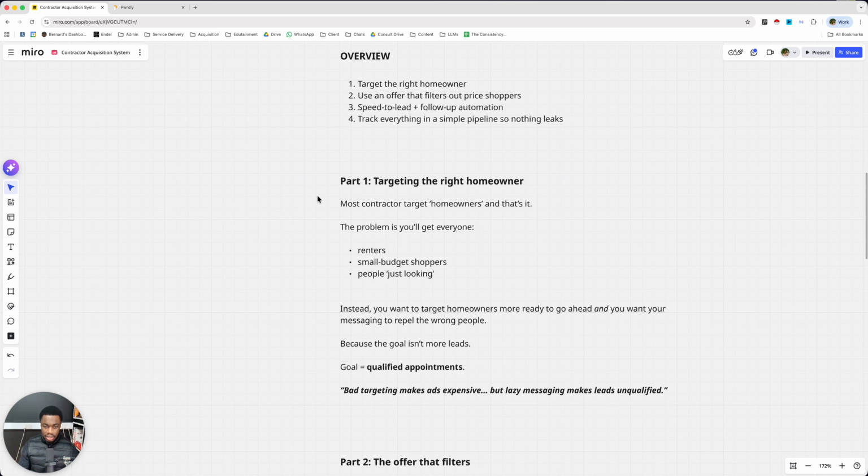So part one, targeting the right homeowners. Most contractors target homeowners and that's it. But the problem is you get everyone, such as renters, small budget shoppers, and people just looking. Instead, you want to target homeowners more ready to go ahead, and you want your message to repel the wrong people. Because the goal isn't more leads, the goal is getting more qualified appointments. And just a quote that I have down here is that bad targeting makes ads expensive, but lazy messaging makes leads unqualified.